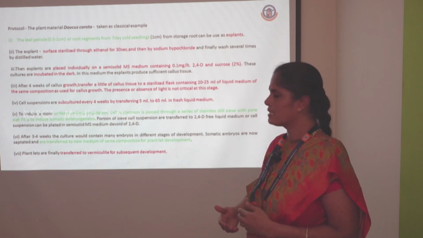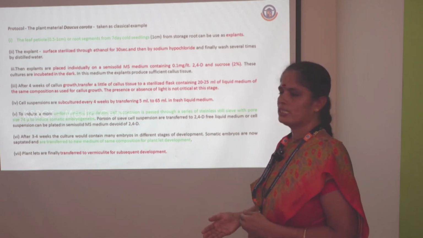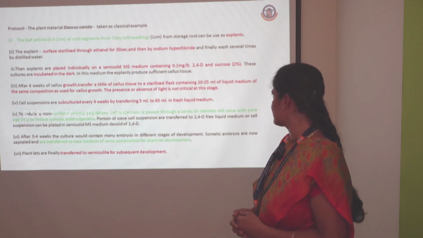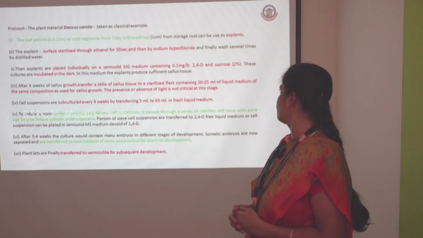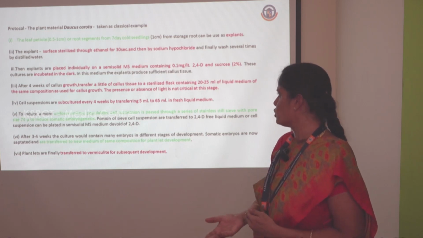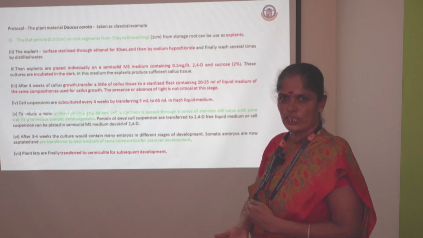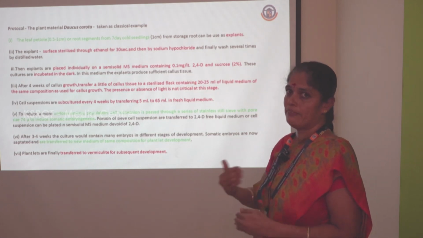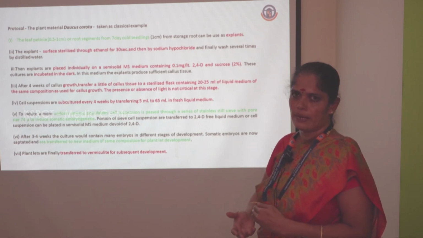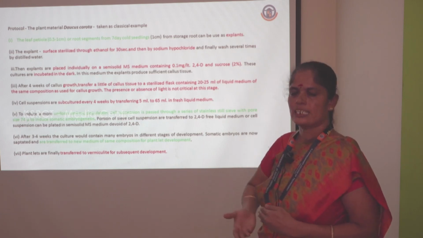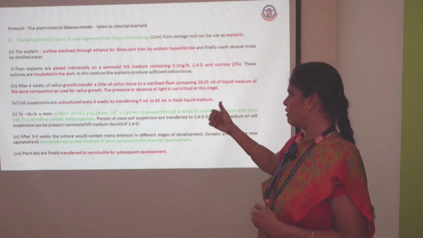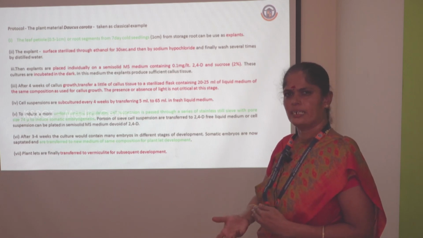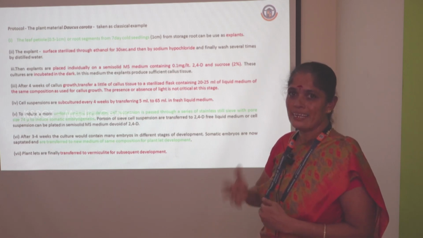The next step: after 4 weeks of callus growth, we transfer this callus tissue to a sterilized flask containing 20 to 25 ml of liquid medium with the same composition that we used previously for initiating the callus. The presence or absence of light is not critical at this stage, but previously we had to incubate the culture in the dark so that callus would be initiated. For this step we need not provide any light, but even if we do, the process will continue.